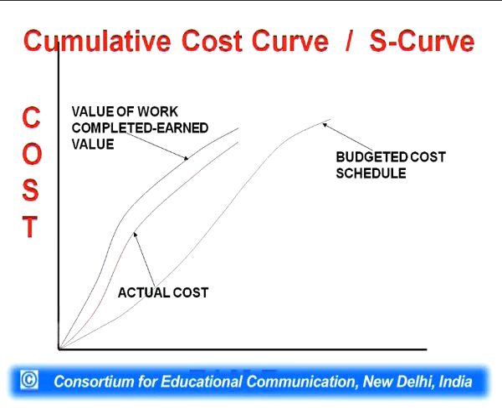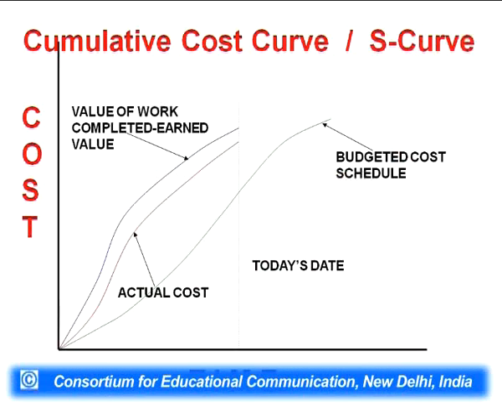So how to give an answer to all these questions, I am going to demonstrate it. We have to put a vertical line on the date when we are having a meeting. The project is partially completed. So this is today's date. Today we are having a meeting. On today's date, we have a budgeted cost curve, which will be the final cost curve.